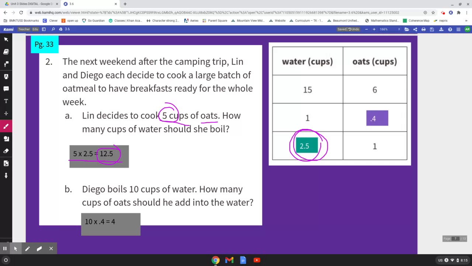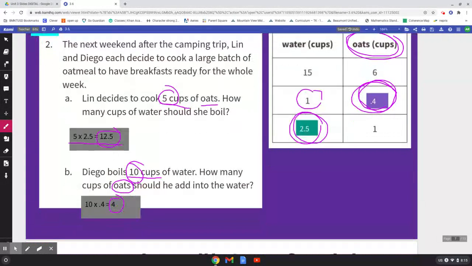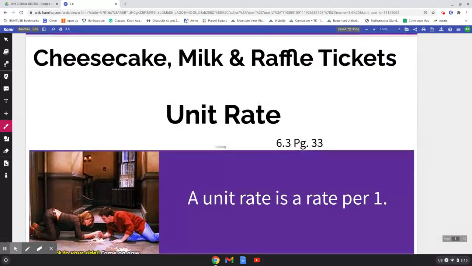Now it has Diego boils 10 cups of water. How many cups of oats should he add? So now when I'm dealing with oats per 1, I have 0.4, right? So I'm going to do this 10 times that 0.4, and that gave me 4. So it kind of just depends on what they're asking. And you can divide it each way. And then you can take your answer and multiply it to whatever they give you, which is what you've been doing over and over again.